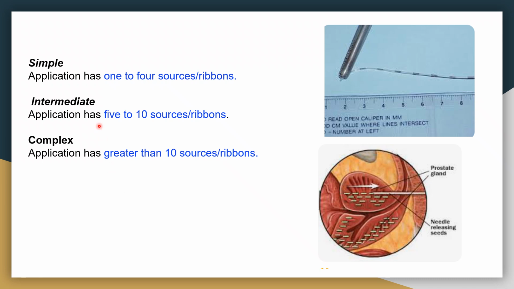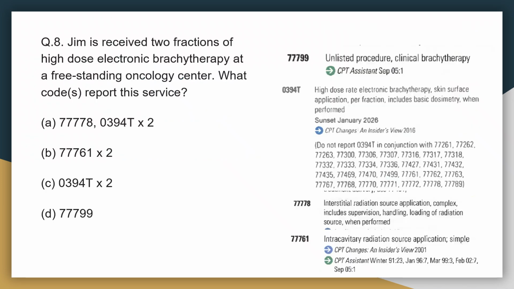So for brachytherapy also we have the code language of simple, intermediate and complex, where we talk about the source or the ribbon. If you can see, these are the seeds or the sources which are put inside the prostate gland, and this is a ribbon where you can see there are seeds inside. Depending on whether you are giving one to four sources or the ribbon, that will decide your code.